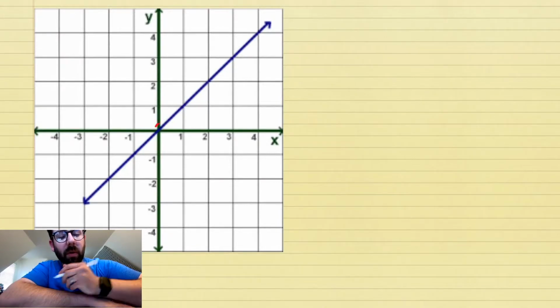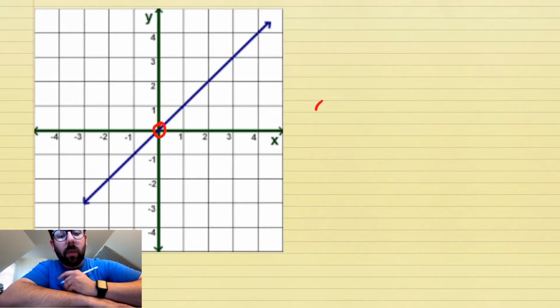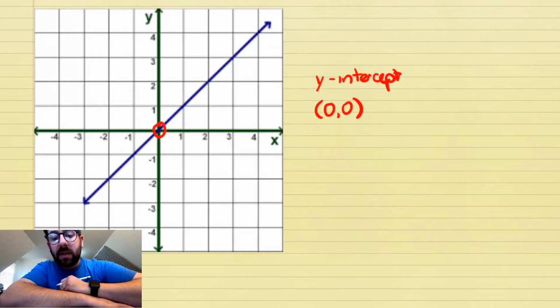On this one, the big important part is knowing where it hits the y-axis. We hit the y-axis right at 0, 0. So that's a coordinate I'm going to write down. That 0, 0 is my y-intercept. The actual coordinate where it crossed. That's important. We're going to use that here in a minute. It's important to identify where it actually hit the y-axis.